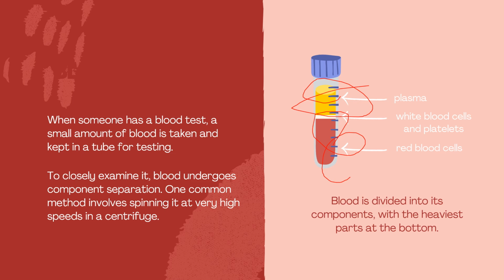So blood is divided into its components, with the heaviest parts at the bottom, which is the red blood cells, and the plasma is the lighter one.